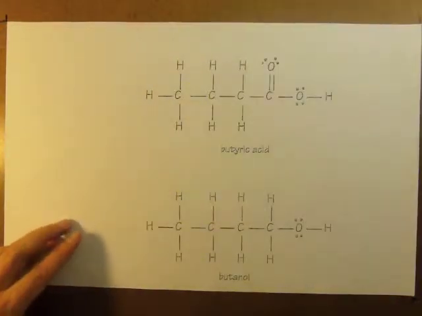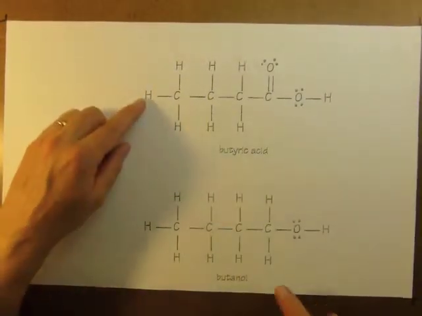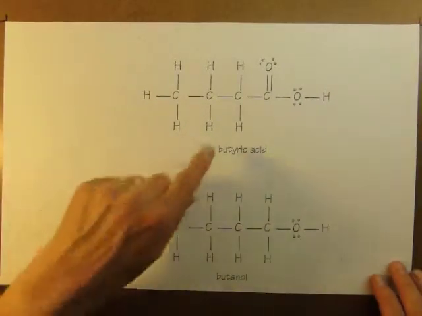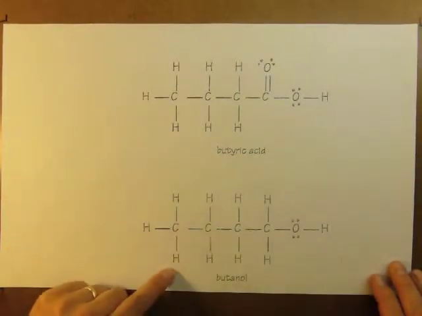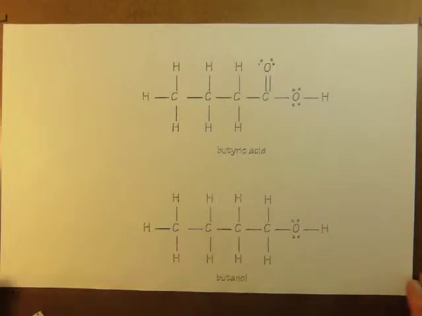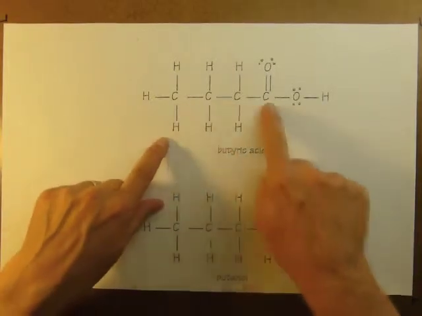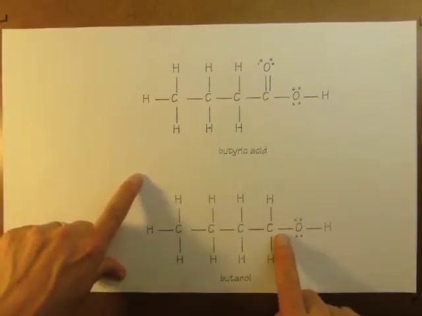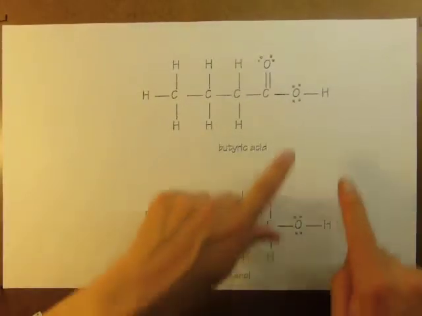Question 5 is looking at these two molecules, butyric acid and butanol. The water was able to mix with butyric acid, but not with butanol. But you know, they almost look exactly the same, don't they? They have 4 carbon atoms, the same straight chain. They have oxygen and hydrogen on the ends.